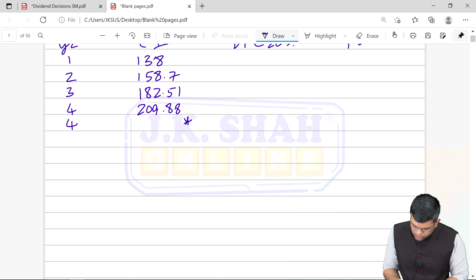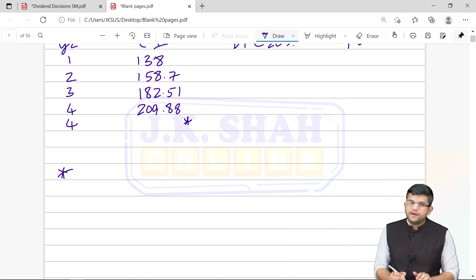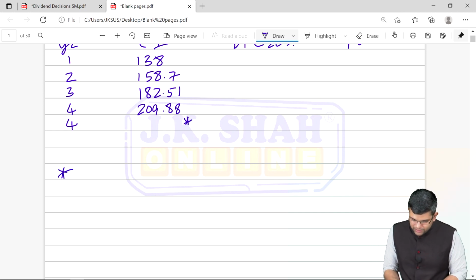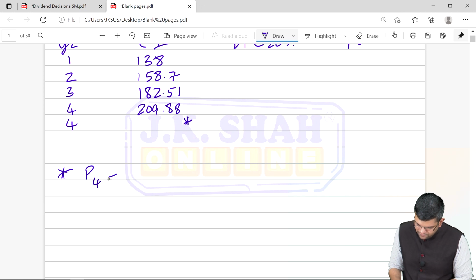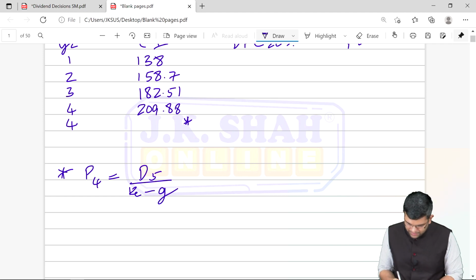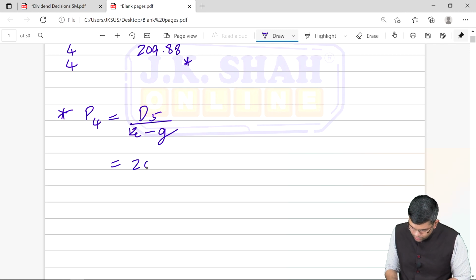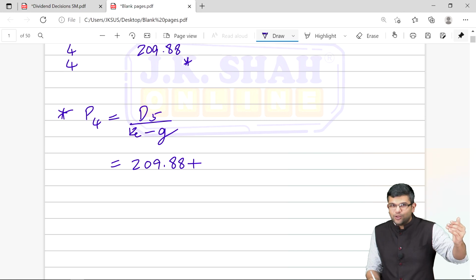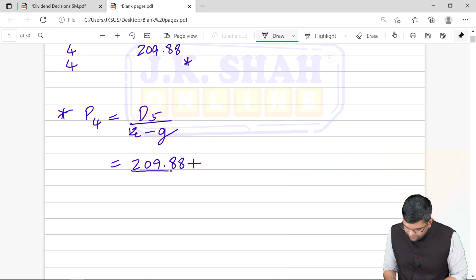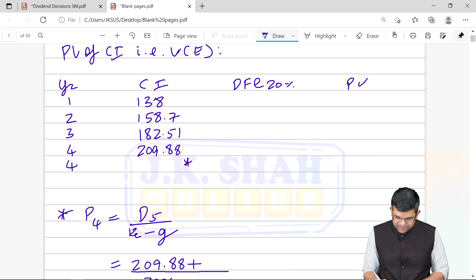Then children, as you know, from 5th year onwards the growth rate will become constant, so we can club it in P4. P4 will be equal to D5 upon KE minus G, correct? D5 upon KE minus G. Children, your D5 will be what? It will be D4, 209.88 plus the constant growth rate per annum, the whole divided by KE minus G, correct? KE minus the constant growth rate.